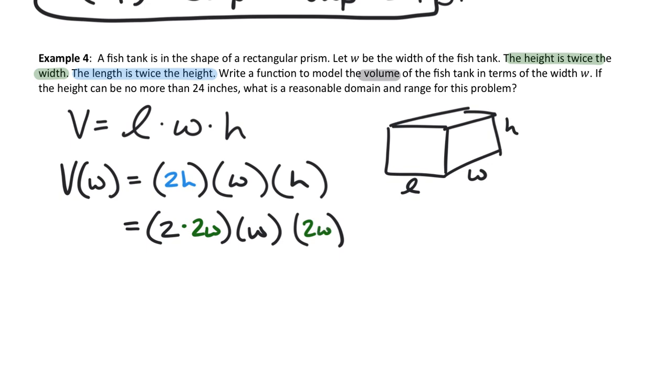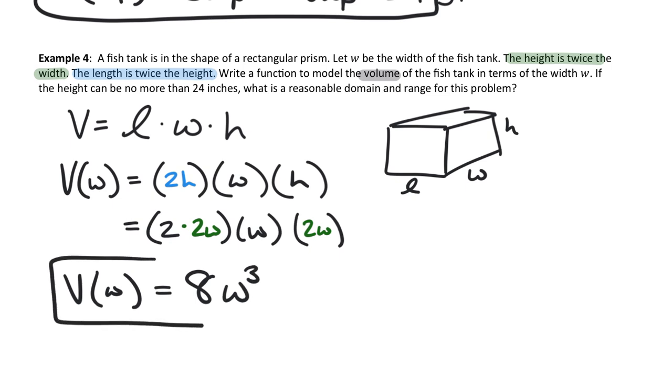If I combine all of that together to simplify, I don't have to FOIL anything here because there's no pluses or minuses. These are all monomials. I'd have 2 times 2W times W times 2W, which is what when you multiply all of that together? 8W cubed. There's our formula for the volume of this fish tank, and our units are inches cubed, relating all of them in terms of the width of this fish tank.